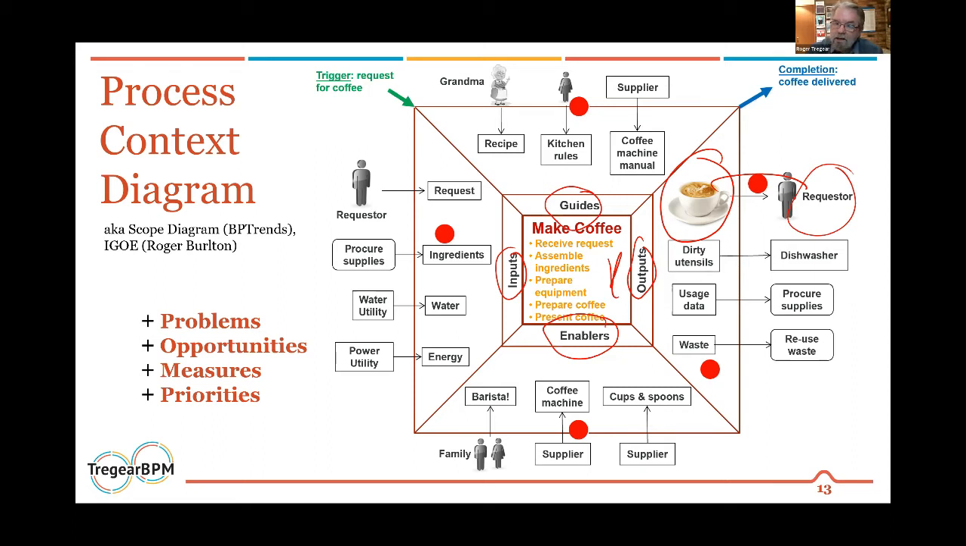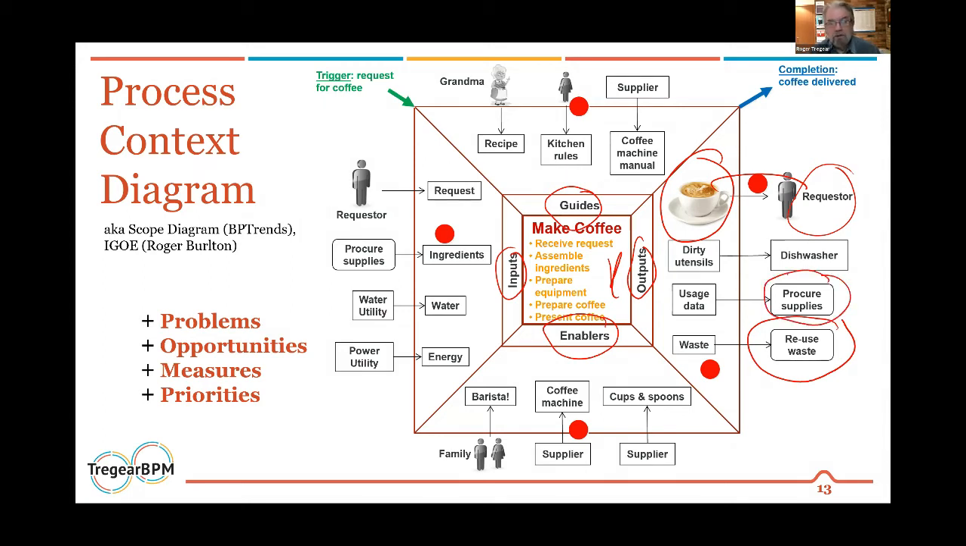Now have a look out here. Waste, for example, goes out to this over here. Now the convention is that that's a box with rounded corners, so it's a process. It's another one of our processes. So waste goes off and is dealt with as an input to our process called reuse waste. So we start now to see that you could have a concatenation of context diagrams, and we start to see how this process relates to other processes. We've got some usage data here, which goes off to a process called procure supplies.